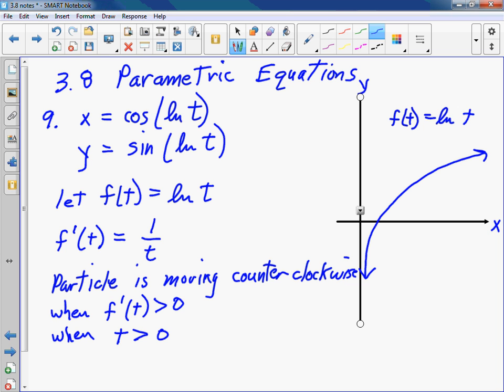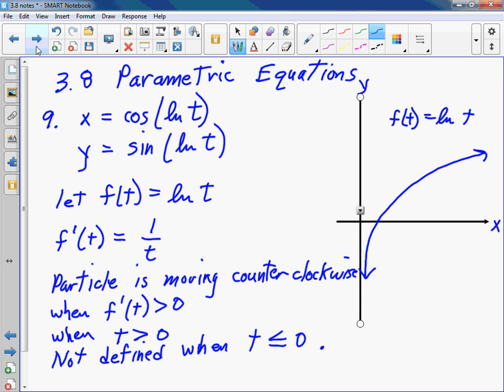So because this first derivative is always greater than 0, this particle is always moving counterclockwise. And notice that it's not defined when t is less than or equal to 0. Okay? Is not defined in those instances. So that's pretty cool. I like that one. So there is number 9.